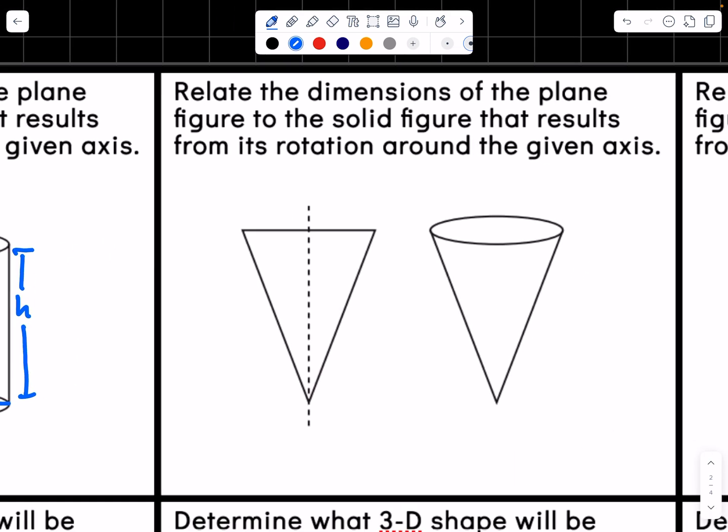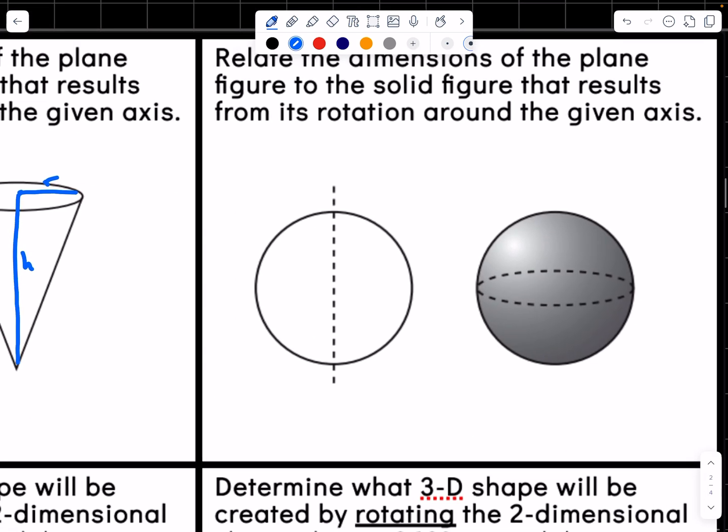All right, same idea here. We have a radius, which is going to be this piece. We also have a height, which is going to be right here. And then over here, we've got a radius. So we're going to go from the center point out. Either way you want to go about it, we're going to be dealing with the radius right there.